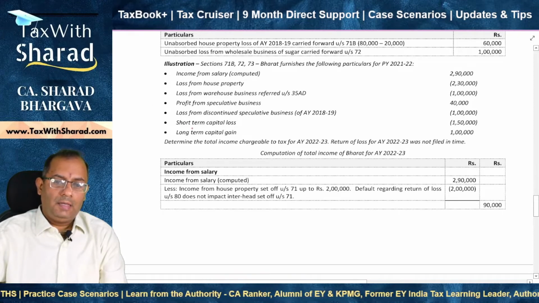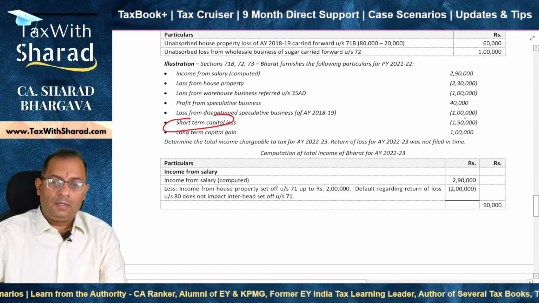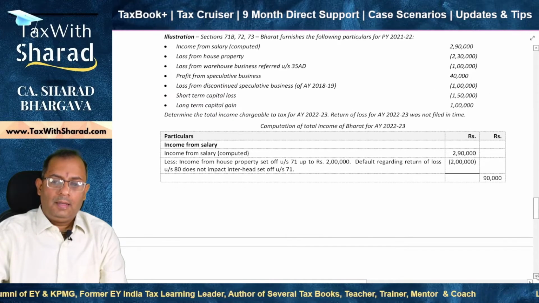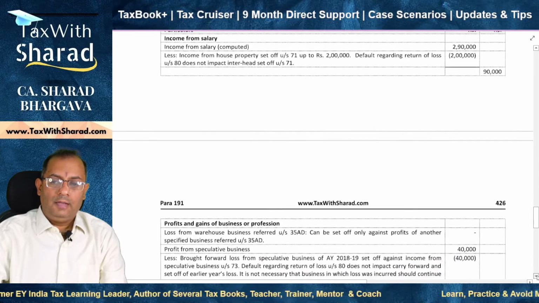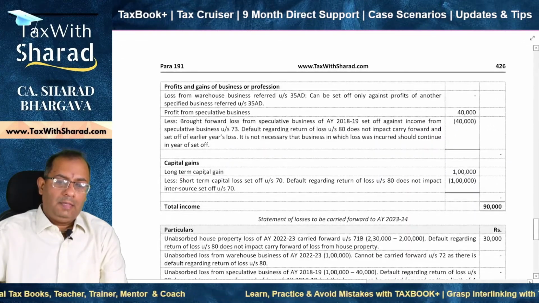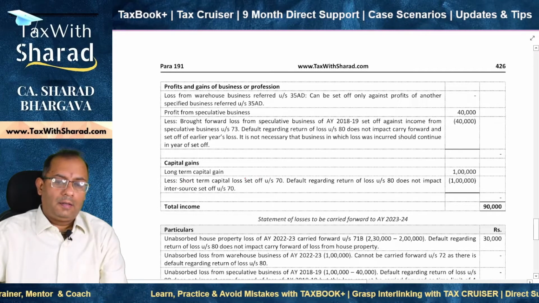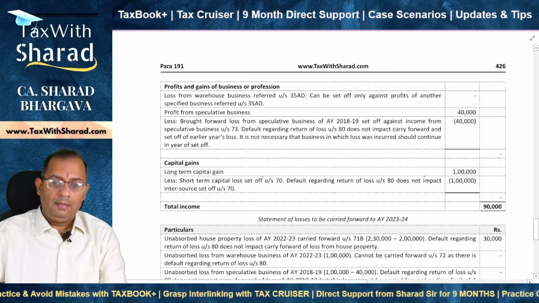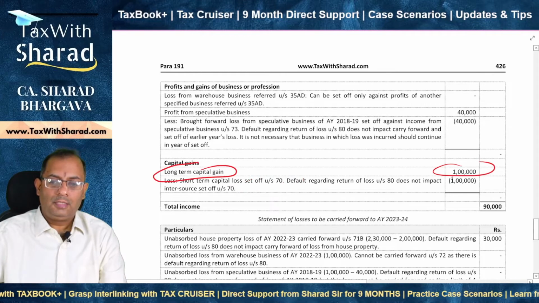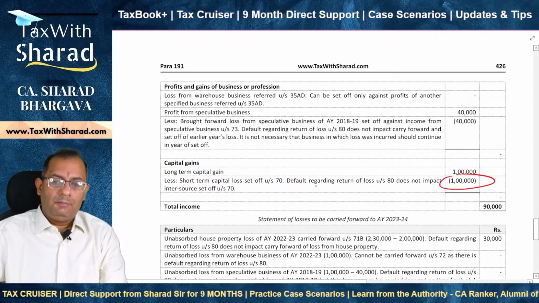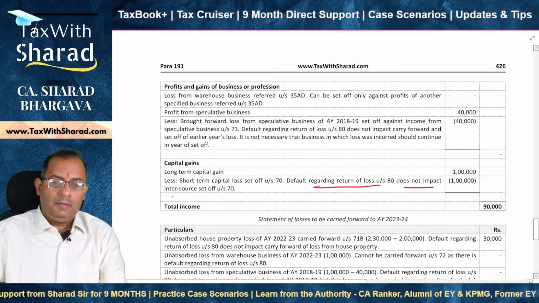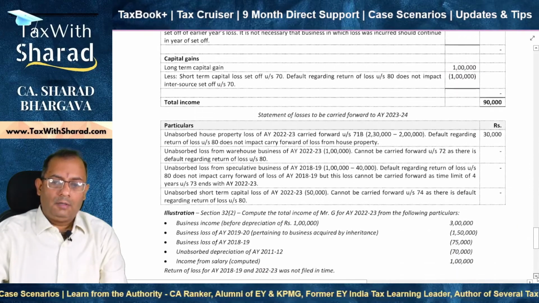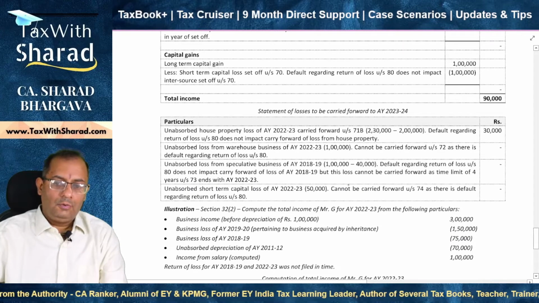As you can see, again there is a short-term capital loss of the current year of 1,50,000 rupees. Okay, and as we know that the return of current year is not filed in time, so this doesn't mean that you cannot do an intra-head set off. So this short-term capital loss can be set off against long-term capital gain, because long-term capital gain is 1 lakh. So to the extent of 1 lakh, you can set this off, because default regarding return of loss does not impact inter-source set off.